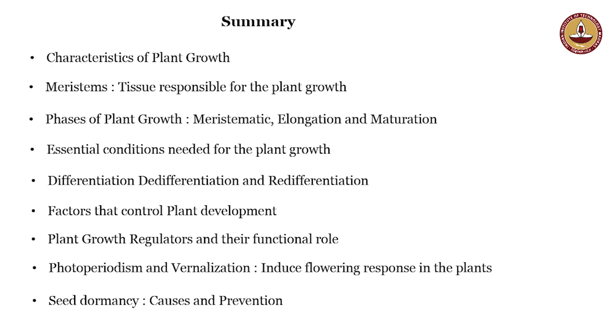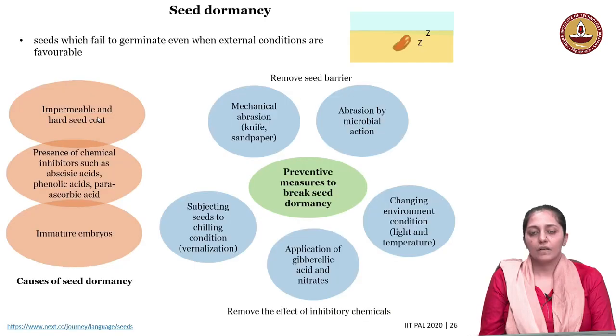We spoke about photoperiodism and vernalisation, which are responsible for inducing flowering in plants. Then we also studied seed dormancy, its causes and how to prevent it. So, this brings us to the end of the chapter on plant growth and development.